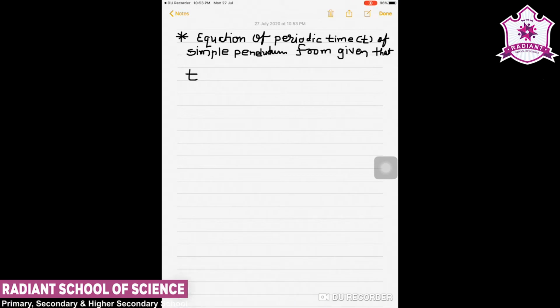T depends upon the length of the pendulum, it depends upon gravitational acceleration, it depends upon theta, that is angle, and yes, on the mass of the bob.